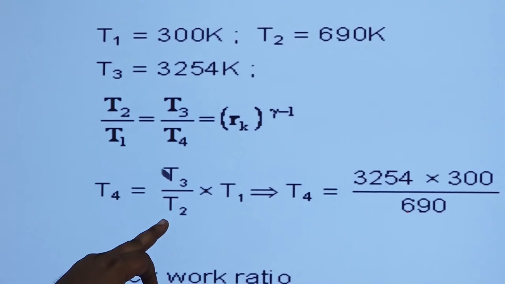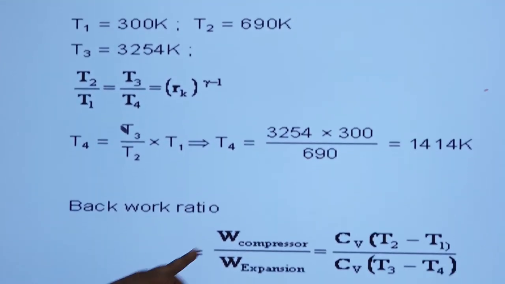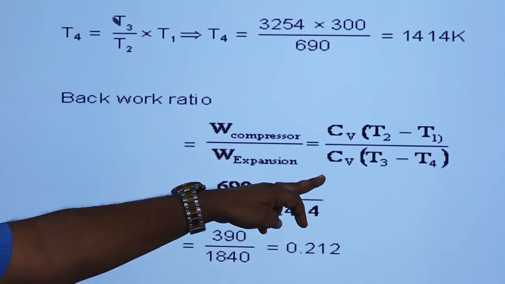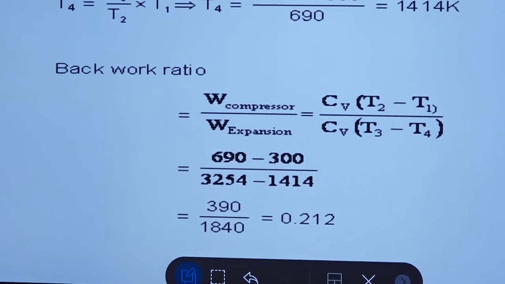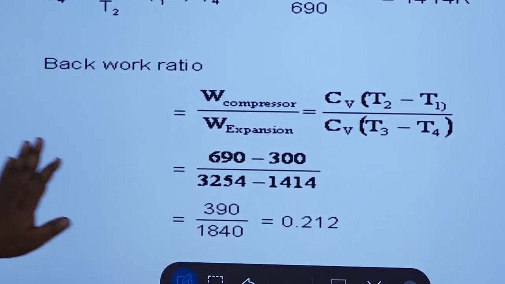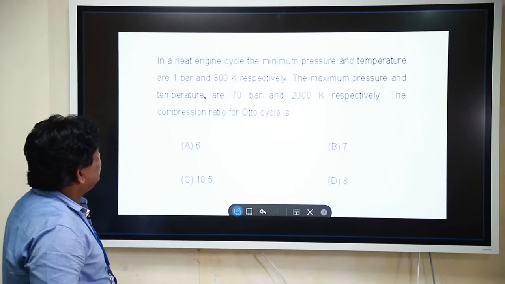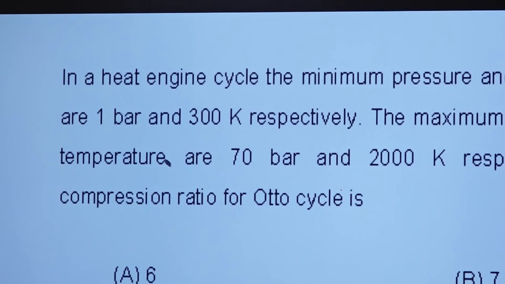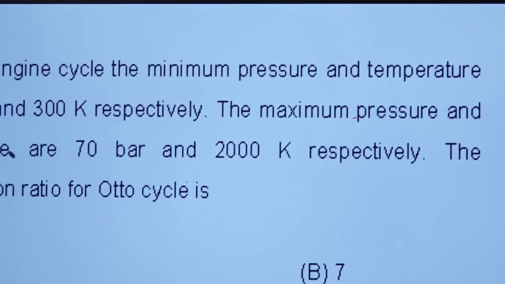T4 is equal to T3 by T2 into T1. So you will get the answer for T4, and the back work ratio is T2 minus T1, everything is there. The answer is 0.212, and there is no unit since it's a work ratio. Okay.